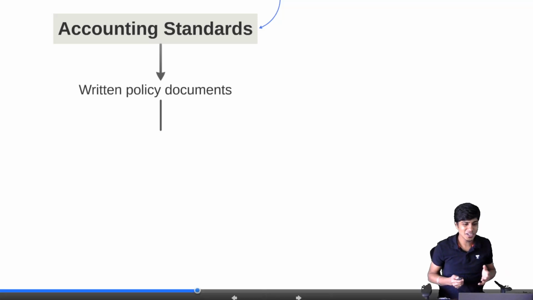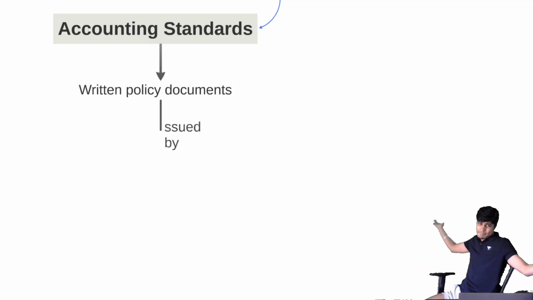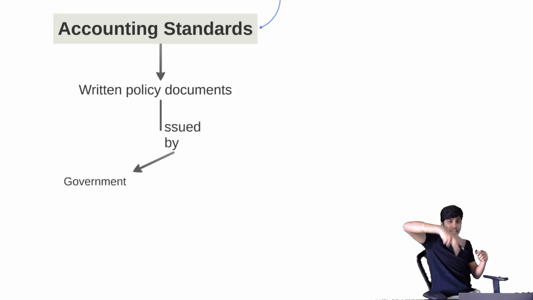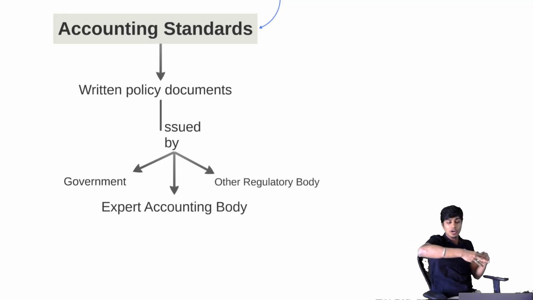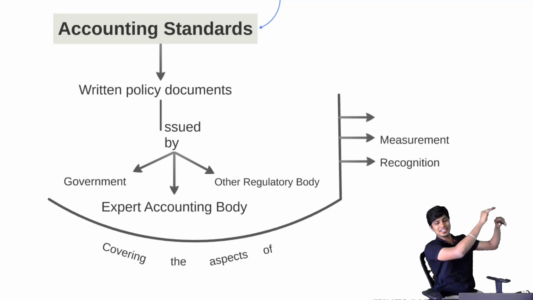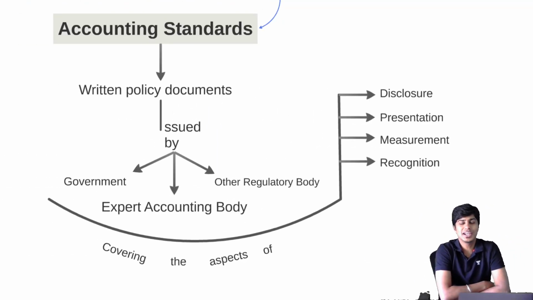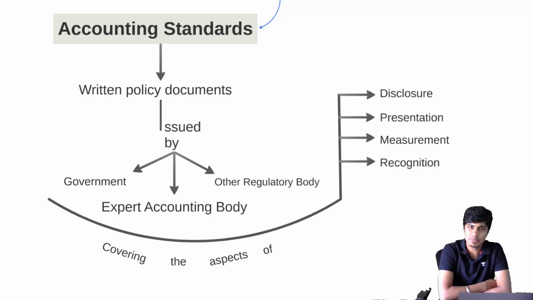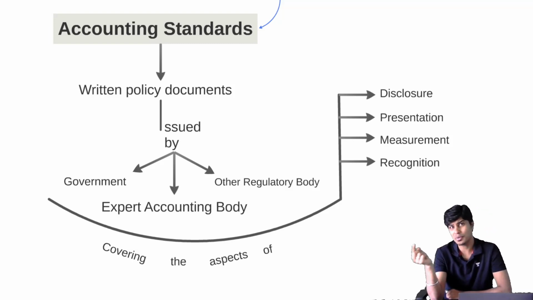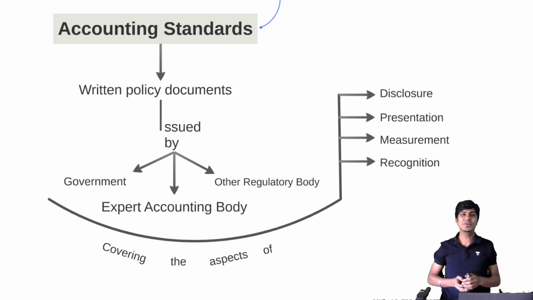Let's have a look at it. What does it say? Accounting standards are written policy documents issued by government, expert accounting body, other regulatory body, covering the aspects of recognition, measurement, presentation, disclosure. So this is the definition of accounting standards, which can be asked in examination. Several times they do ask, write a short note on accounting standards. Remember Akshay Kumar, Shah Rukh Khan with Disco Diwali, and you will write the definition correctly to ace the entire 4 marks in your CA Foundation examination.